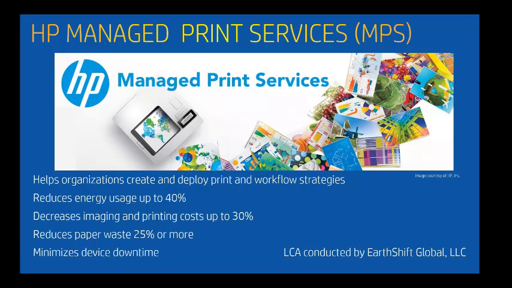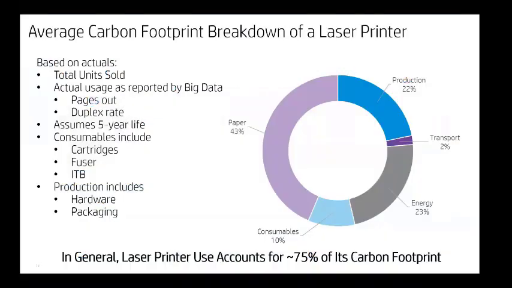Now, what we wanted to do is say, okay, that's a well-established business model. It's a profitable business model, and we think it should have some environmental impacts. And it has some environmental benefits, and here's why. If you look at the typical carbon breakdown of a laser printer, what we find is that paper is the biggest contributor to environmental impact. Energy is second, and consumables are third. So these are all three things that can be controlled by managed print services.